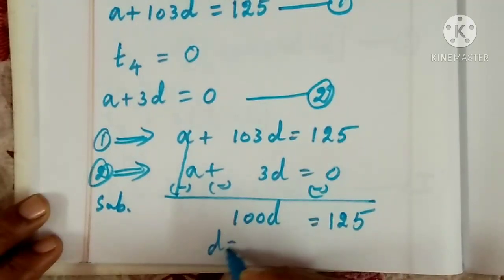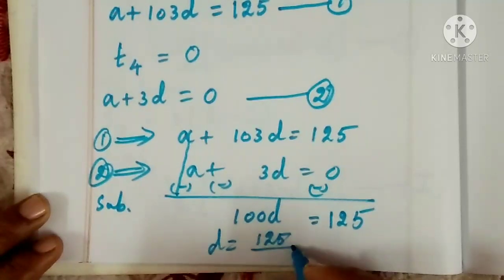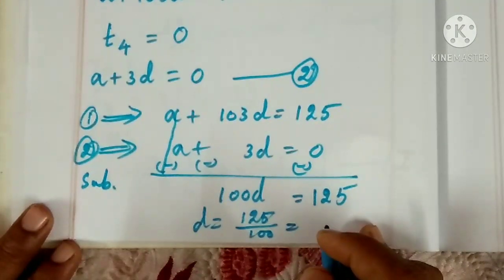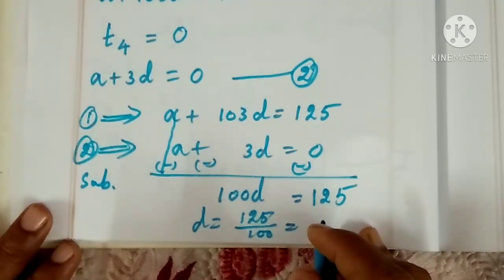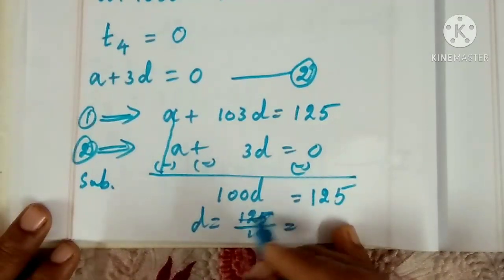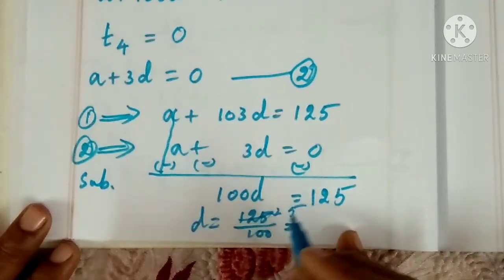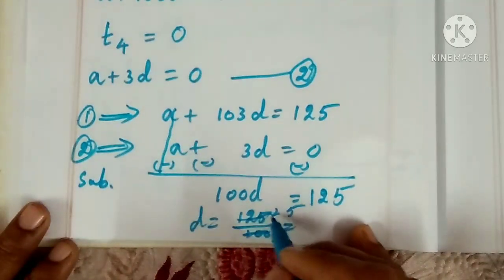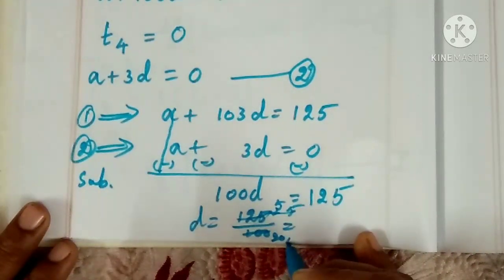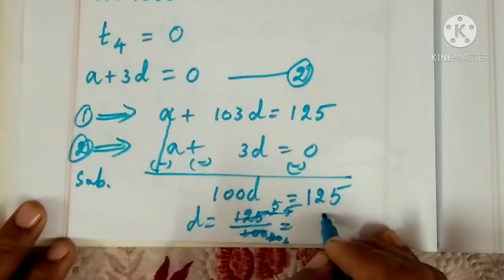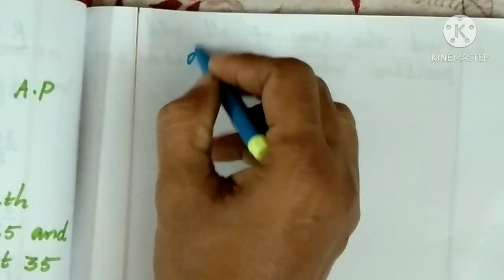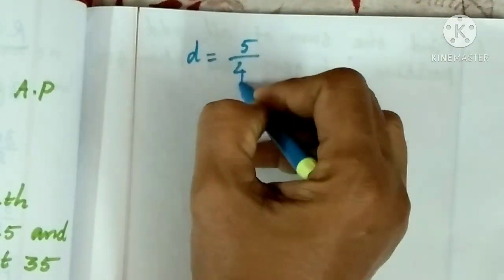Therefore D is equal to 125 by 100. Now you have to cancel this by 5 table, means we get 25, 5s are 125, 20 5s are 100. Then again cancel by 5 table. 5 5s are 25. 4 5s are 20. Therefore, the value of D is 5 by 4. Hence, the value of D is equal to 5 by 4.